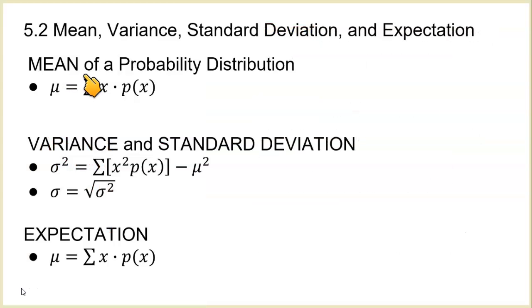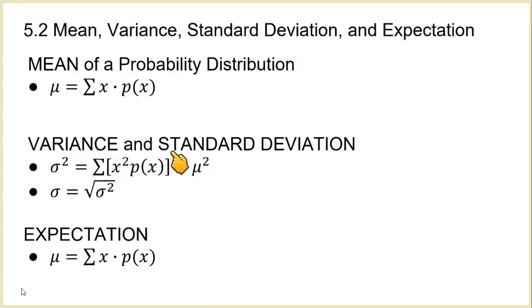So the mean of a probability distribution, indicated by mu, which is a population mean, is the sum of each x value times its respective probability. And so remember, the x is the event in that discrete probability distribution, and p of x is the probability that this outcome occurs.